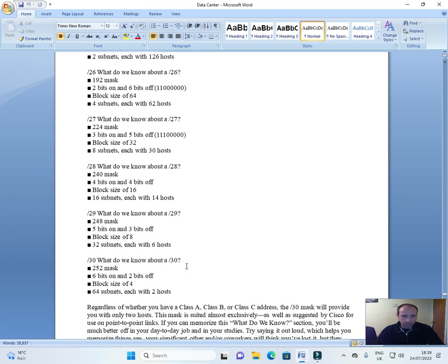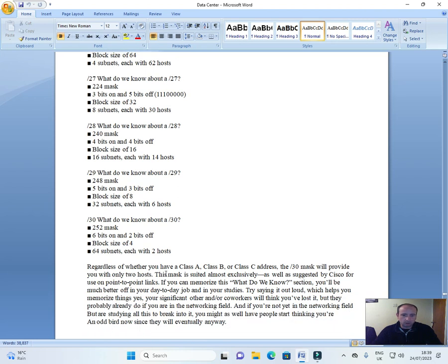/30. What do we know about a /30? 252 mask, 6 bits on, 2 bits off. Block size of 4, 64 subnets each with 2 hosts. Regardless of whether you have a Class A, Class B, or Class C address, the /30 will provide you with only 2 hosts. The mask is suited almost exclusively, as well as suggested by Cisco, for use on point-to-point links.